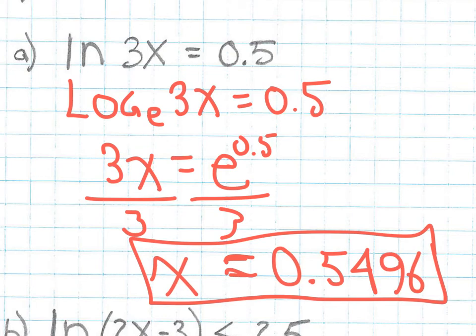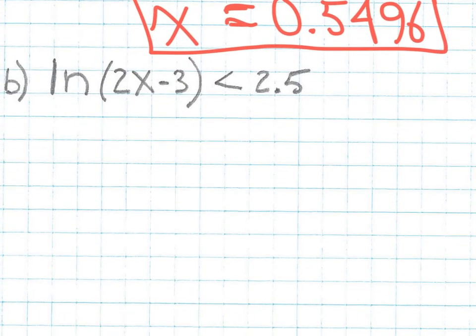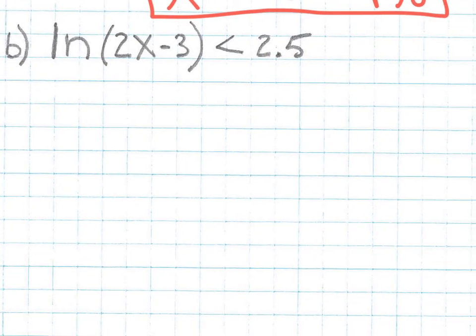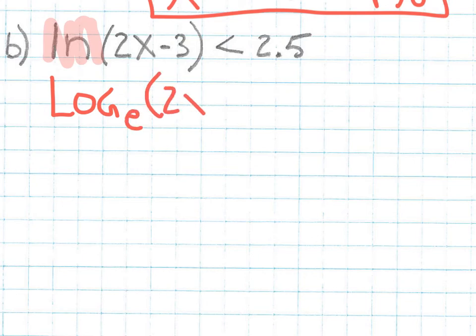All right, last one. Let's look at this problem down here. The natural log of 2x minus 3 is less than 2.5. All right, let's solve for x. This is an inequality this time, but we have a logarithm on one side of the equation. So again, we're going to write it in its other form. Okay, we're talking about base e here. Remember, this is log base e. All right, so we can write this as, imagine it as log base e of 2x minus 3 is less than 2.5.